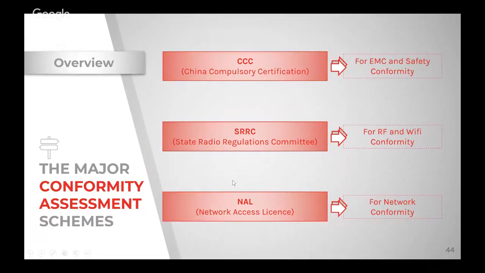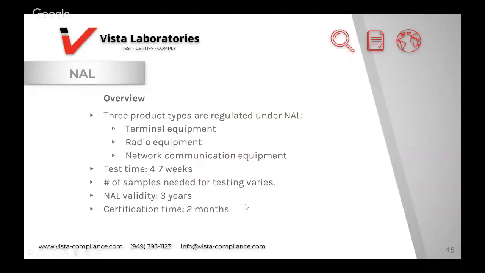So that about sums it up for SRRC, and now we'll briefly look at the Network Access License for network conformity. There are 3 different product types regulated under NAL: terminal, radio, and network communication equipment. NAL is regulated by the Telecommunication Administrative Bureau, which is also under MIIT. The general guideline is if you have equipment used in the public telecommunication networks, then you're going to need NAL.